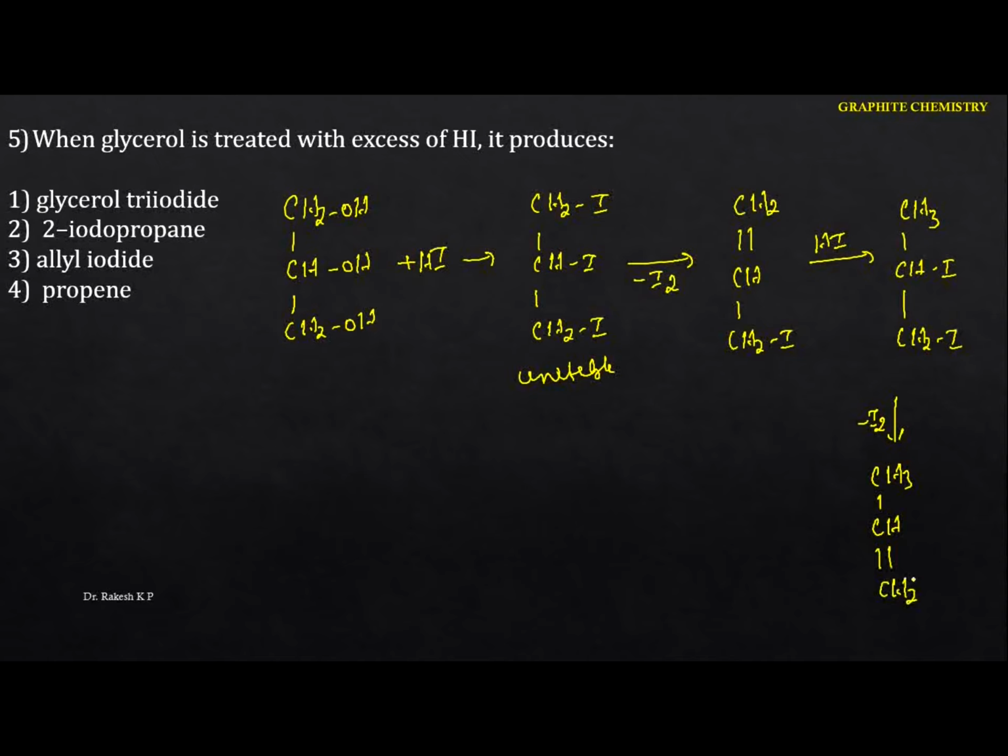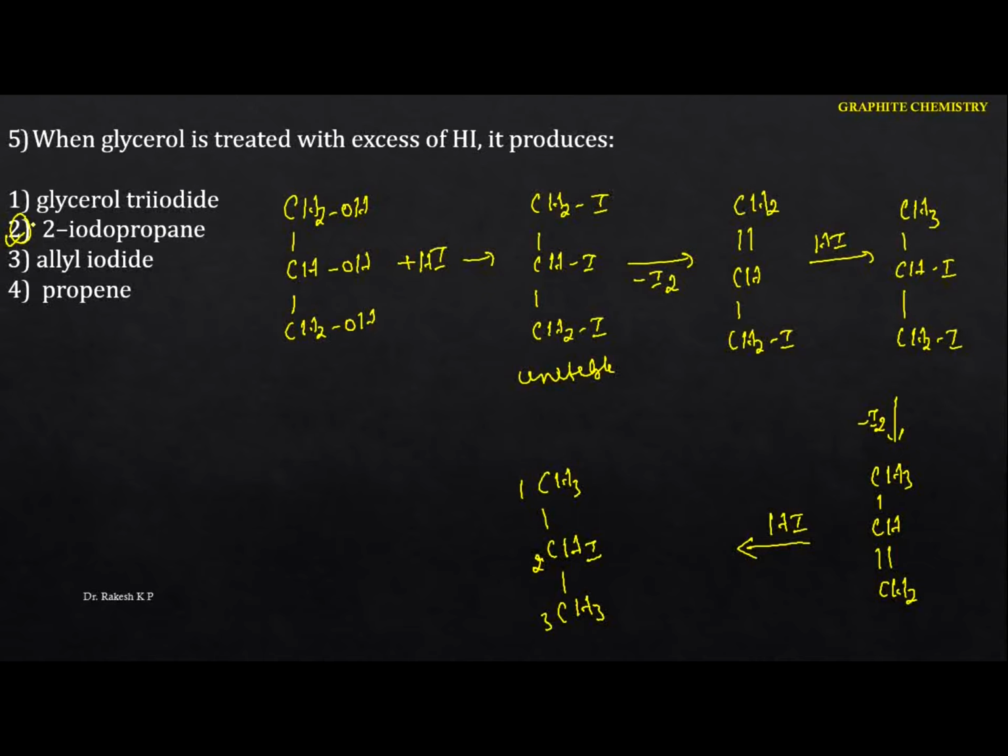So that means we got the alkene. With excess, again we take this one, and the addition is according to Markovnikov's rule. Here we get CHI and CH3, and finally we get isopropyl iodide. So the IUPAC name will be 2-iodopropane. The option is the second one.